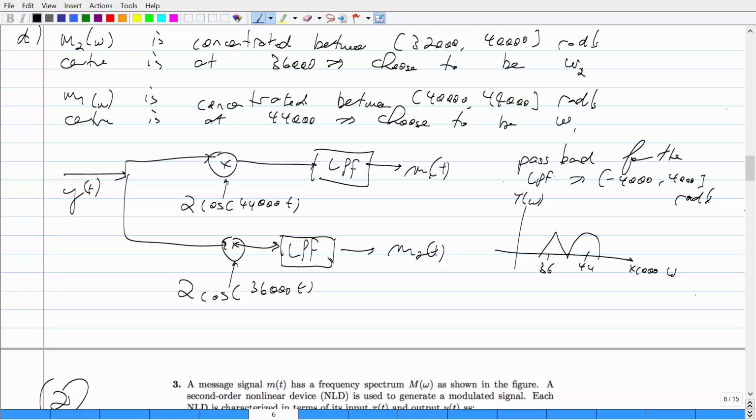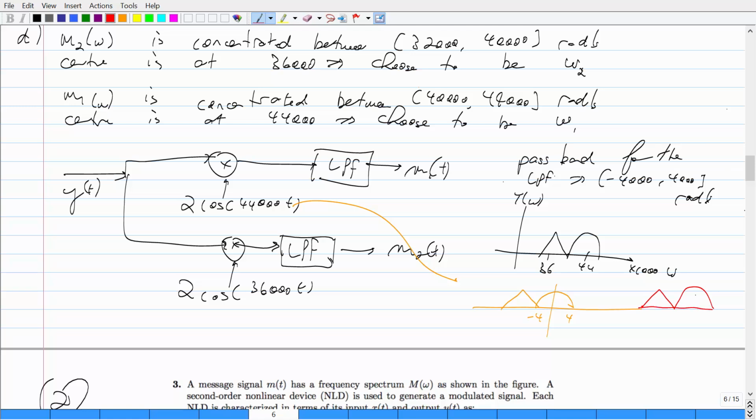Okay, so when you modulate by 44,000, what's going to happen is that you're going to get two copies. One comes from here, so we have one like this, and over here like that, right? So this is minus 4 to 4, and then you also have another copy when you shift over. So you have one copy here, and then you have one copy at plus 44,000. So you're going to have another copy over here.